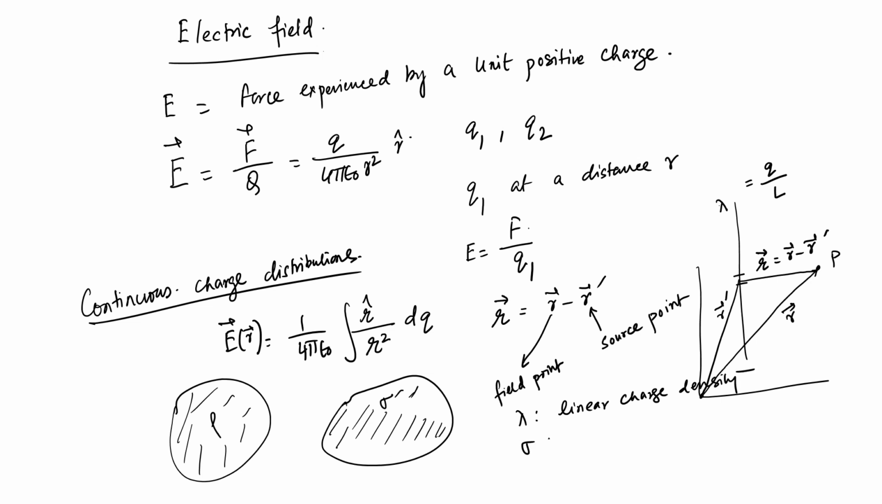Then we talk about sigma to be surface charge density, and then we talk about rho, which is the volume charge density. And if you use these three, that is, if you want to calculate for a linear charge or a surface charge or a volume charge, the electric field at this point r is the field point where you want to calculate the field. So, that is called a field point, r prime is the source point.